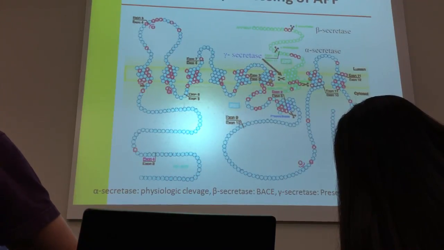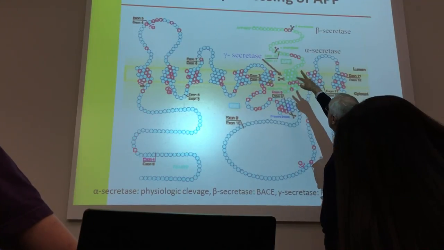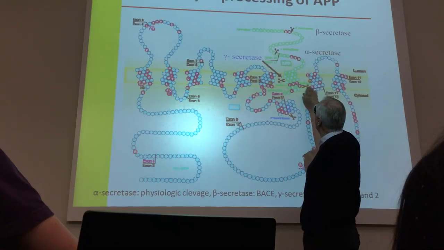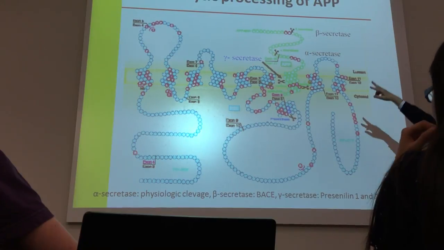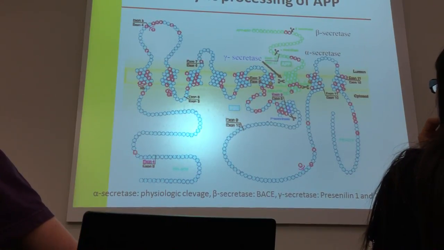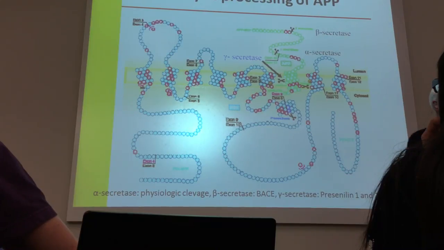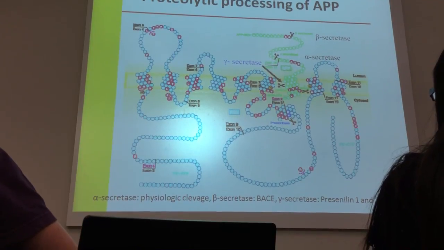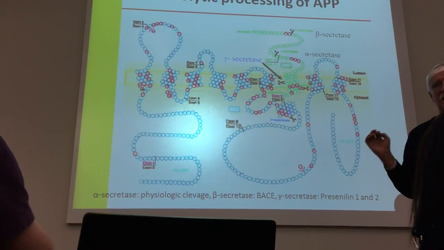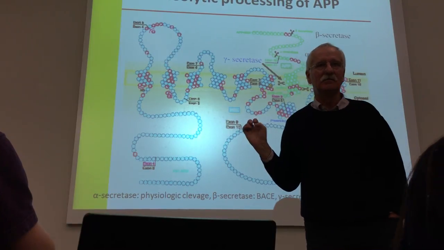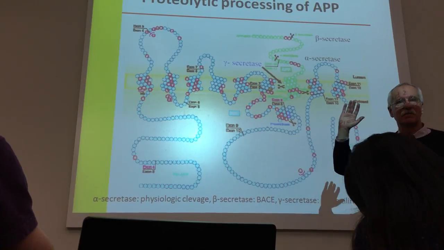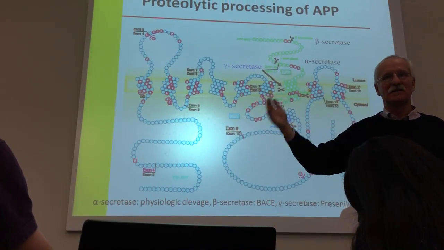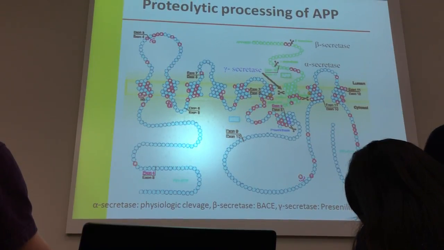Now, you see here the cutting sites of the gamma secretase in the middle, in the transmembrane region, and the alpha and the beta secretases on the outside. And you can imagine that this cutting very much depends on the structure of the APP molecule. So when you change the amino acid sequence of the APP molecule by mutations, then you can influence the speed and effectiveness of how this is cut through the alpha, beta, or gamma secretase.